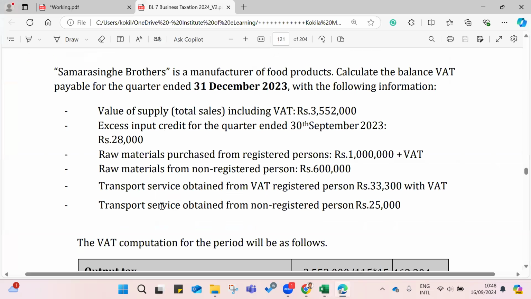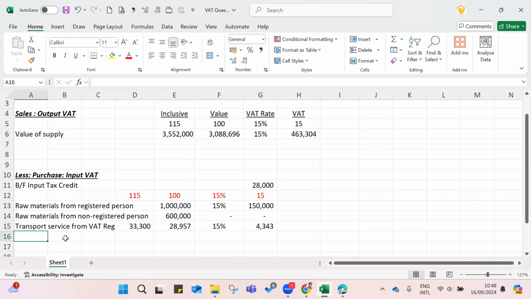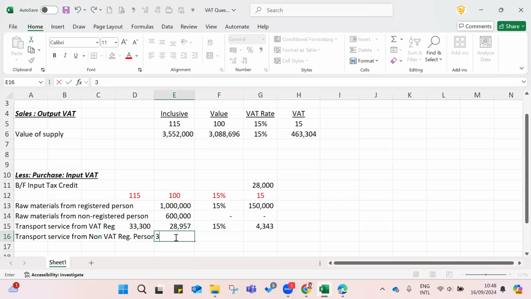Then transport service obtained from a non-VAT registered person, 25,000, right? Just declare that no VAT component is applicable for this transaction, right?